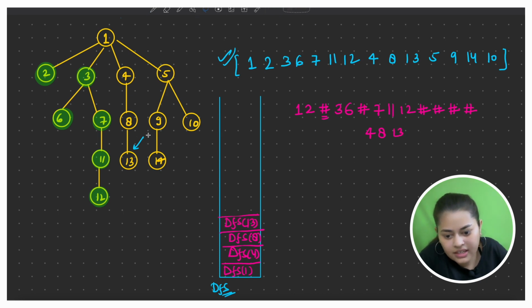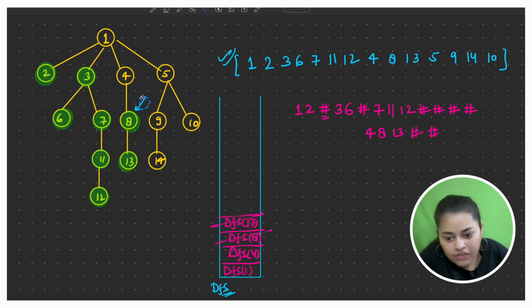Now for 13, there is nothing to explore, right? That means the processing for 13 has been completed. It will be popped and hash will be appended, right? It will go back. Is there any other child for 8 to be explored? No. That means it is also finished. When it returns, we'll append hash and it will be popped from the stack, right?